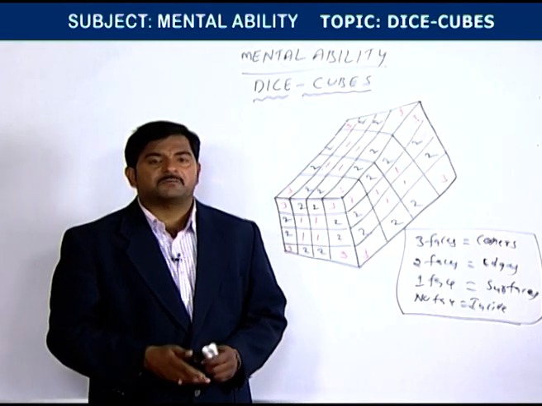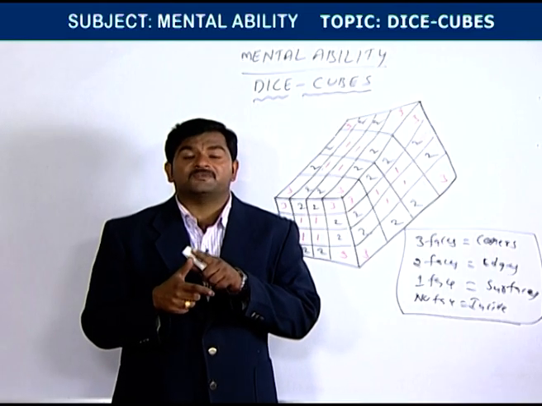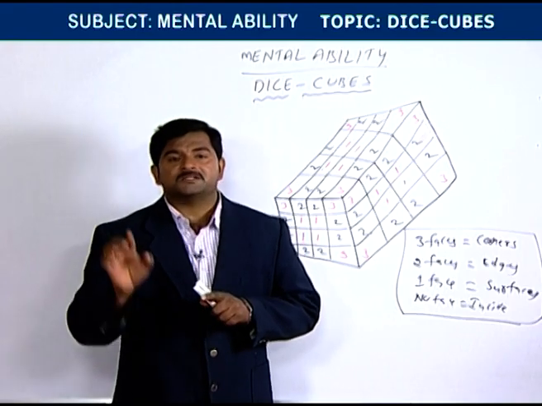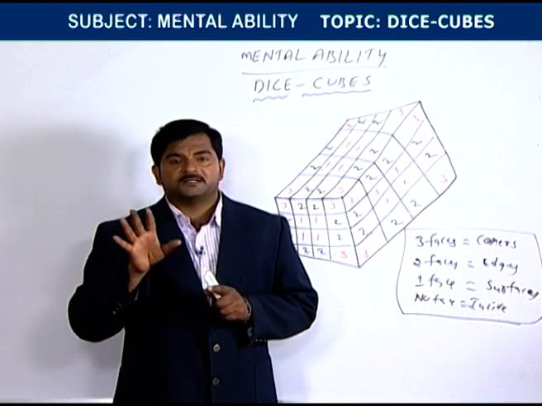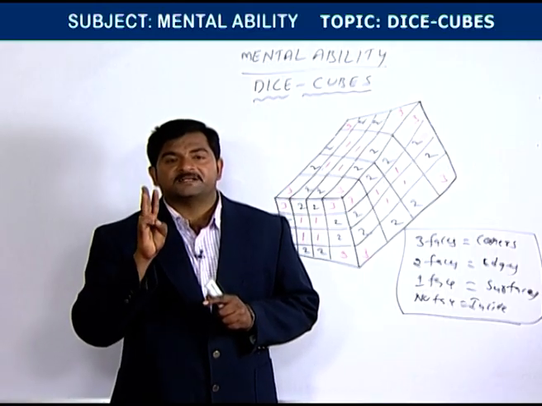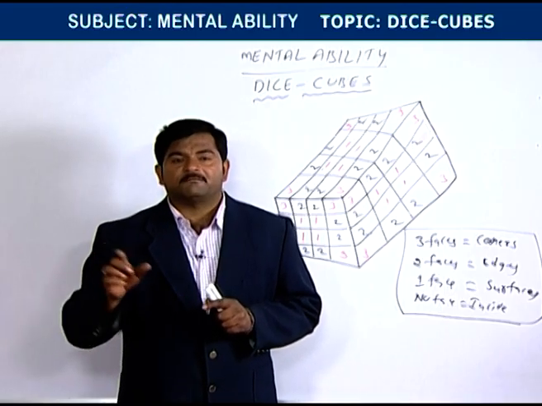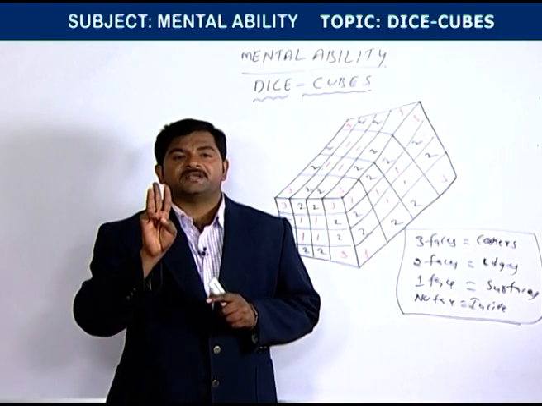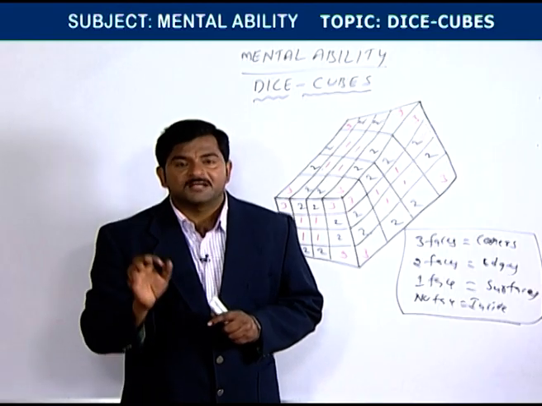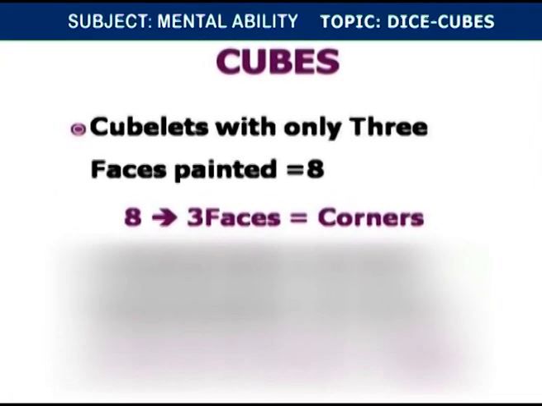Point number 1, or formula number 1. The number of small cubes with 3 surfaces painted is always equal to 8. I repeat this sentence once again: the number of small cubes with 3 surfaces painted will be only 8. This is fixed always. Why is it only 8? Because the 3-surface small cubes will be present only at the corners of the big cube. Since a big cube has only 8 corners, we will get a maximum of 8 cubes with 3 surfaces painted.